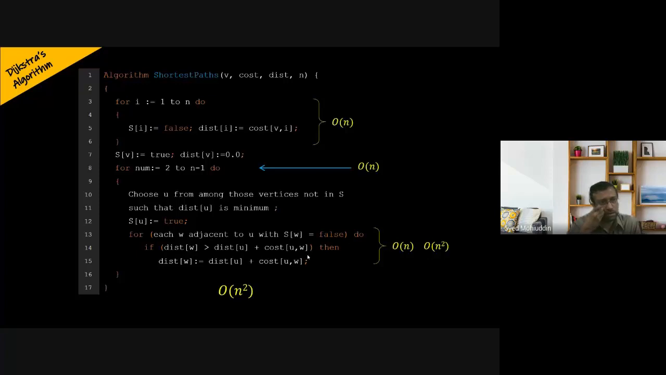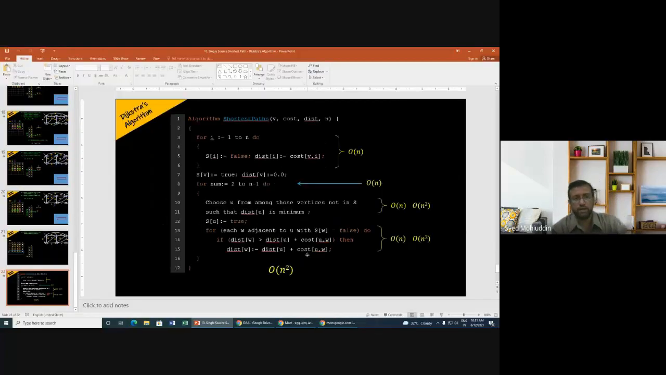So this is all about Dijkstra's algorithm, which uses the greedy approach to solve the single source shortest path problem. And this was the last problem in our greedy approach.